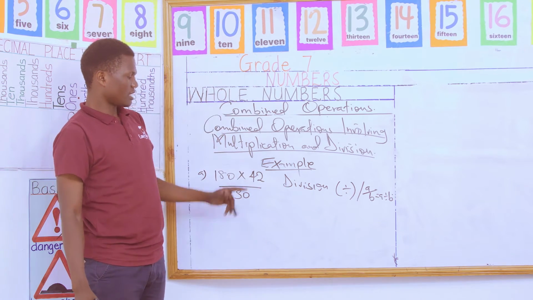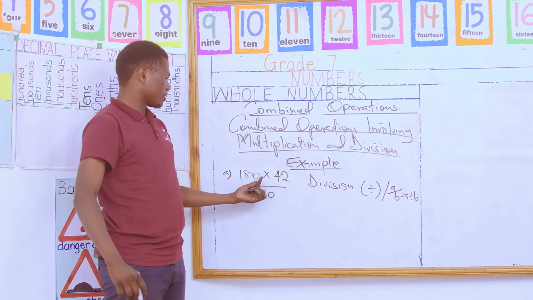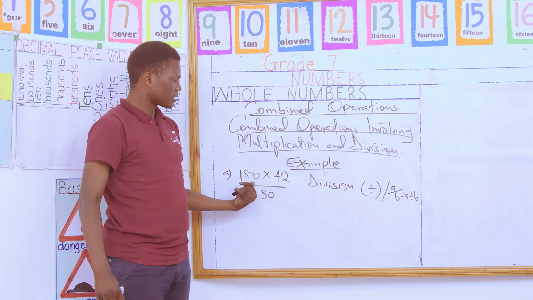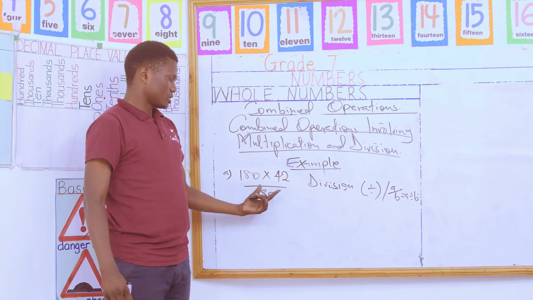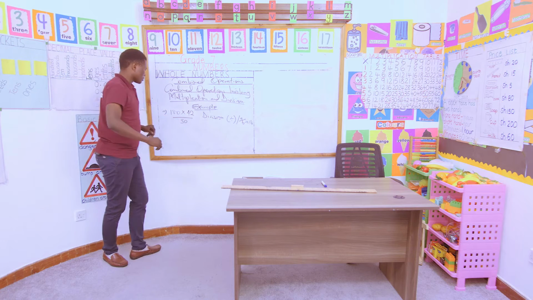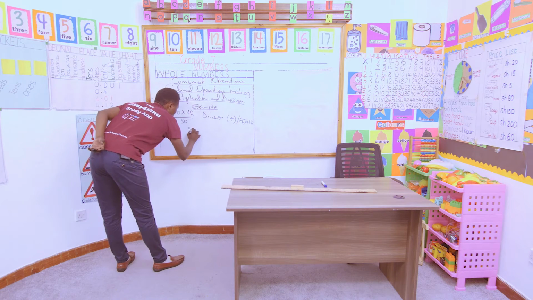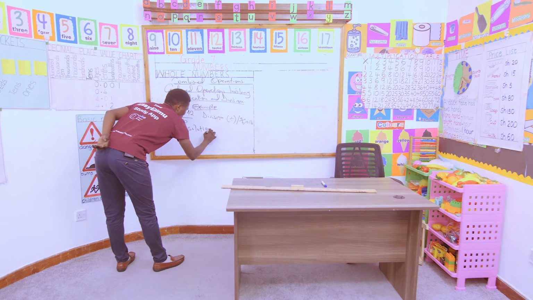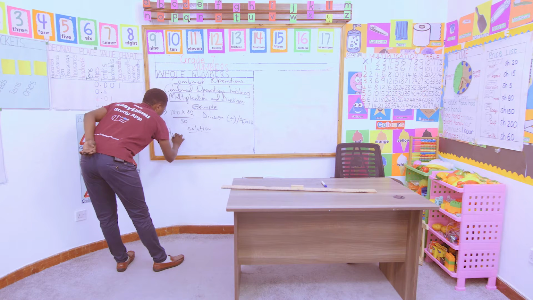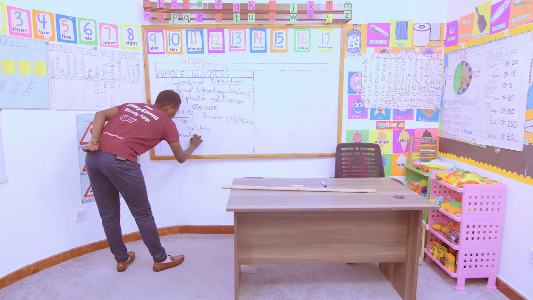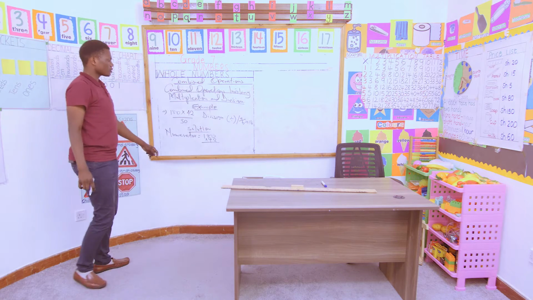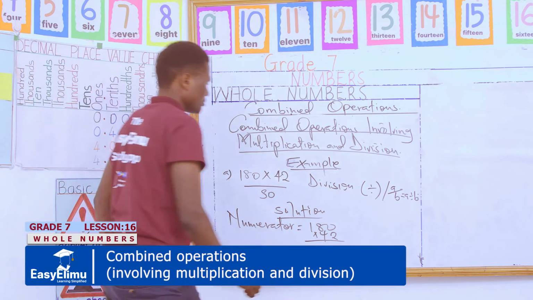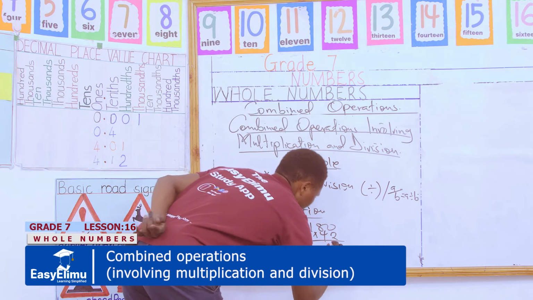So at this juncture, whatever we have on top of the slash is what we call the numerator. On the numerator, we are supposed to multiply 180 by 42. Then on the denominator, we simply have a single number, which is supposed to divide the product. So on the numerator, we start with 180 times 42. 2 by 0, 0, correct.